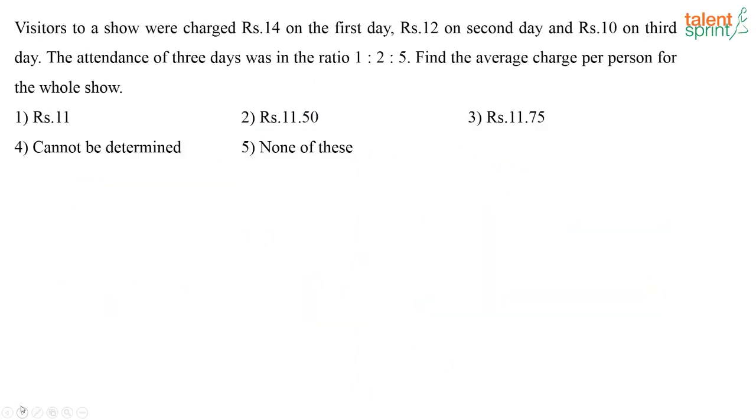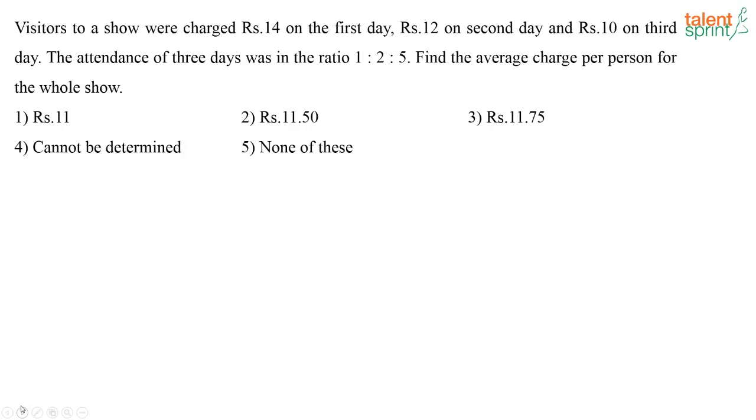Next. Visitors to a show were charged rupees 14 on the first day, rupees 12 on the second day, and rupees 10 on the third day. The attendance of the 3 days was in the ratio 1:2:5. Find the average charge per person for the show. So, whenever you have such questions, take some numbers and solve. That will be easier. See, what have they given here?